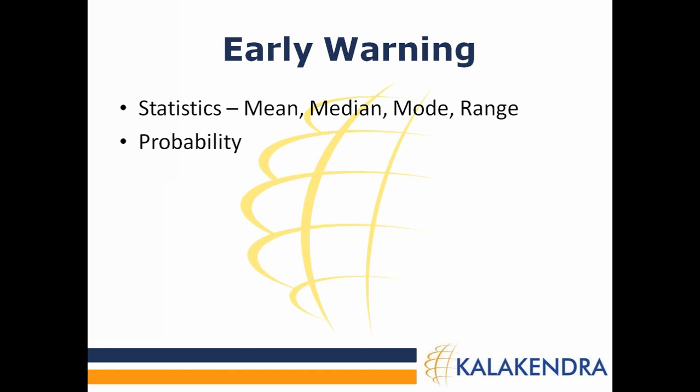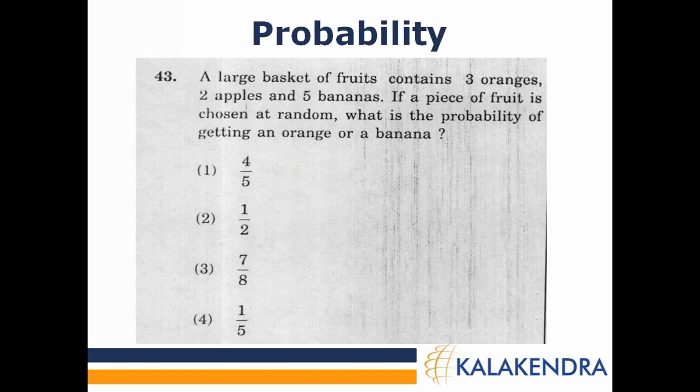Okay, so let's look at a kind of question that is asked in probability. A pretty straightforward question actually, from the first principle. There's a very classical definition of probability that it asks. So it says a large basket of fruits contains 3 oranges, 2 apples, 5 bananas. If a piece of fruit is chosen at random, what is the probability of getting an orange or a banana?